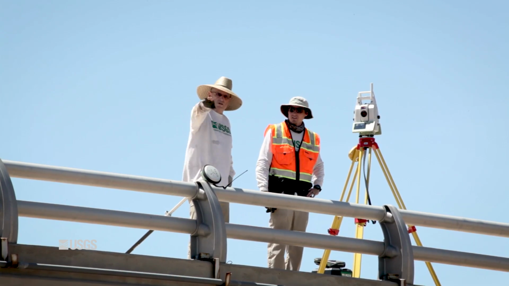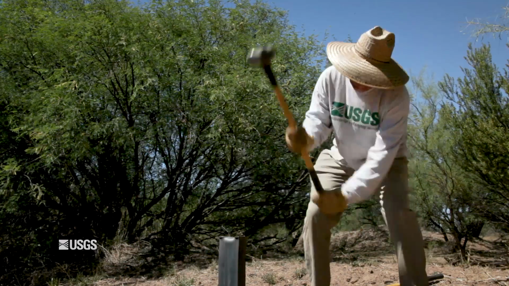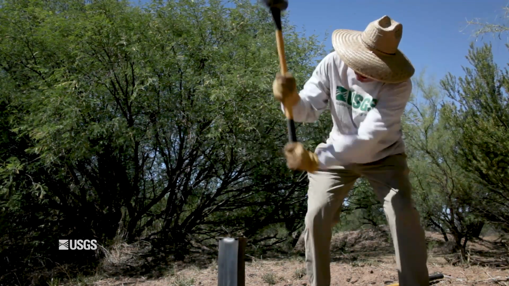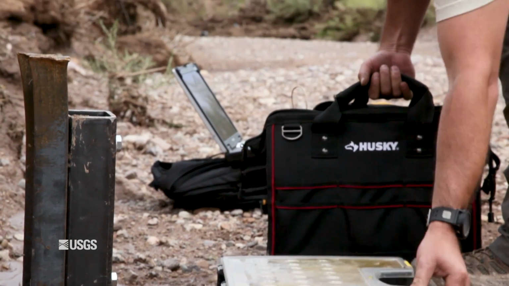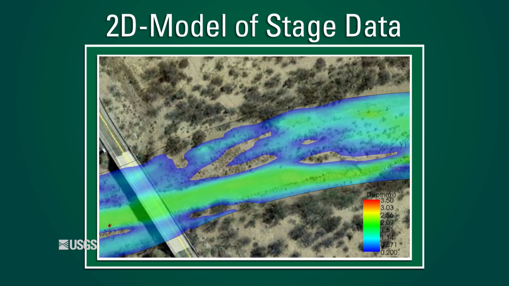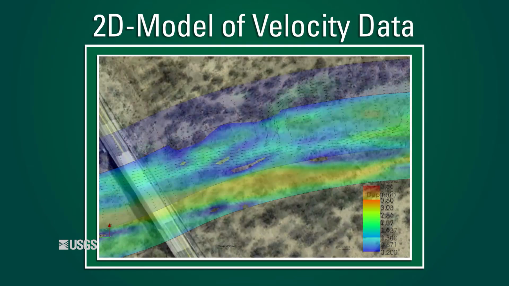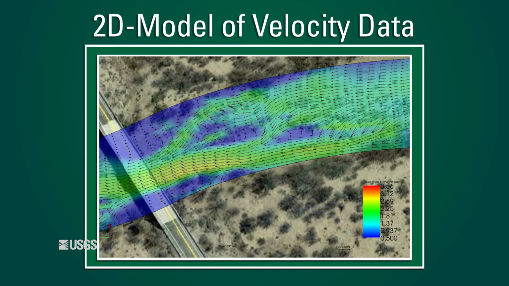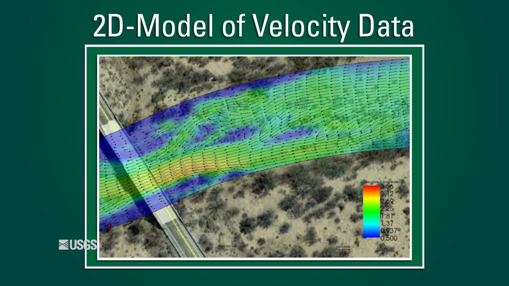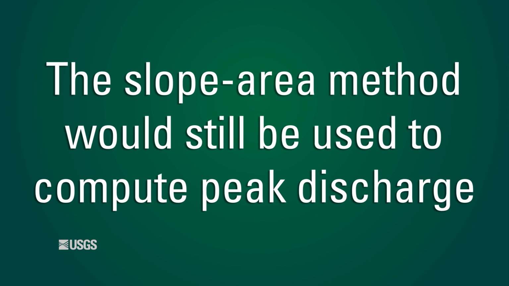The CSA method brings a safer and accurate alternative to the hydrographer's toolbox, allowing long-term streamflow data collection to occur in even the most remote locations. The stage data from the CSA gauges can also be used to calibrate 1- and 2-dimensional models. This may be needed for low gradient channels where the slope area method may produce less accurate discharge data on the rise and fall of the hydrograph. However, the slope area method would still be used to compute peak discharge.